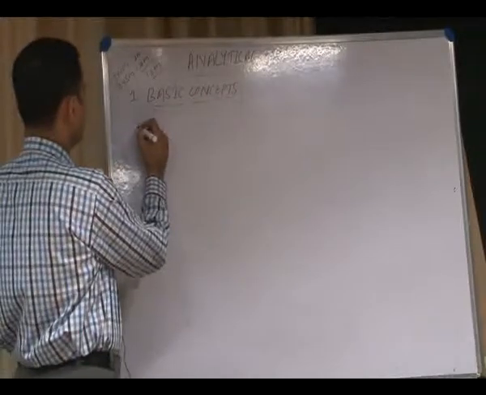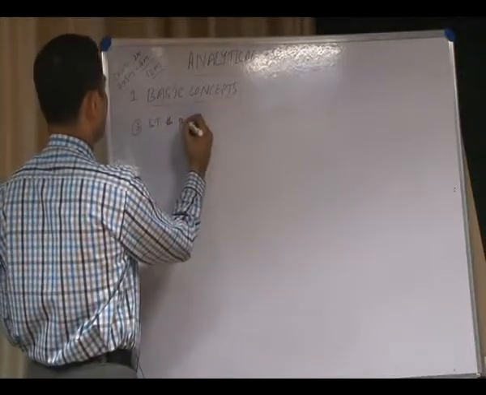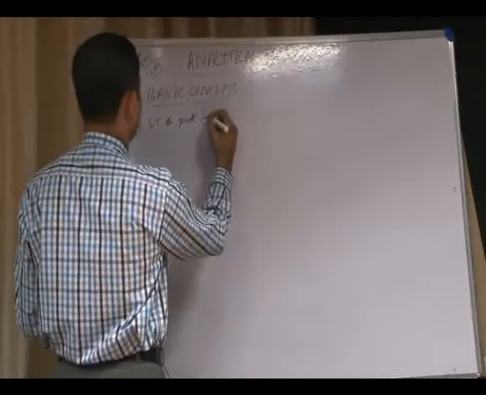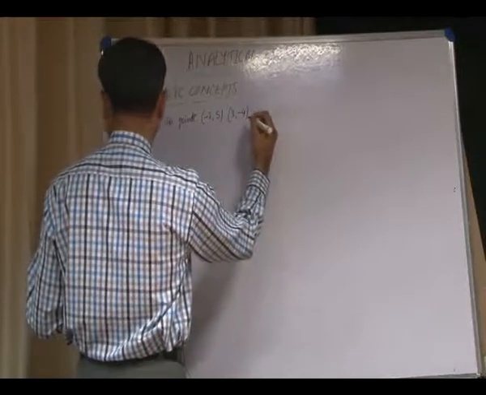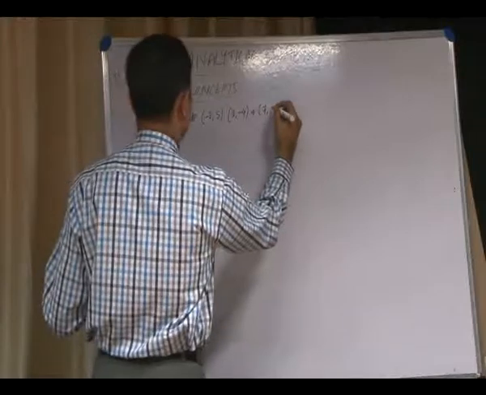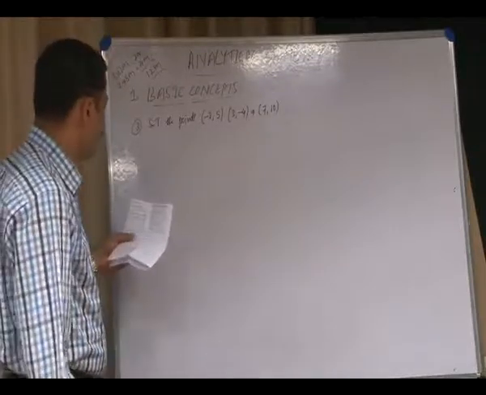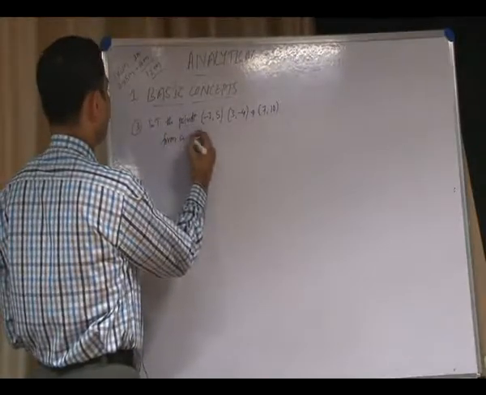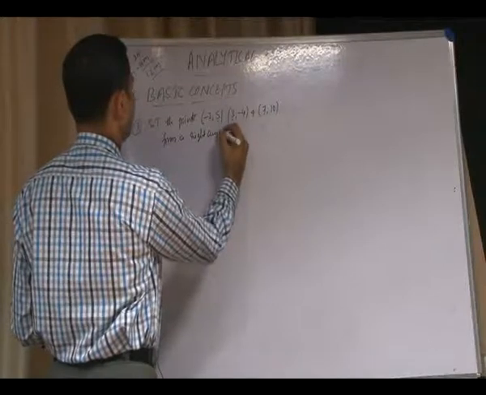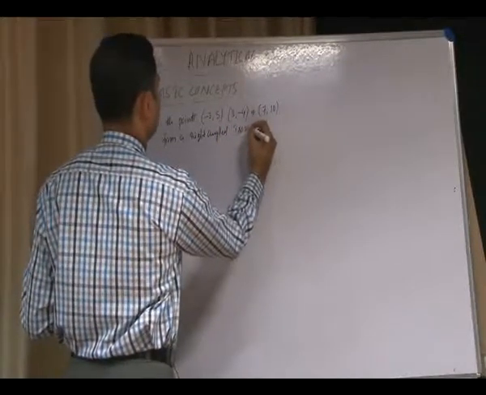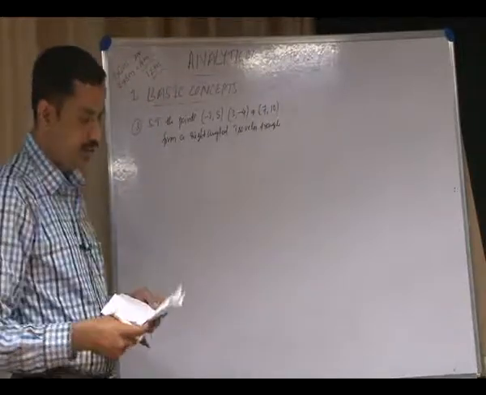Next problem, third one. Show that the points minus 2 comma 5, 3 comma minus 4 and 7 comma 10 form a right angled isosceles triangle. So that you have to prove here.